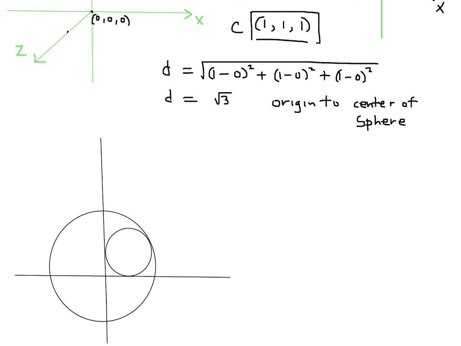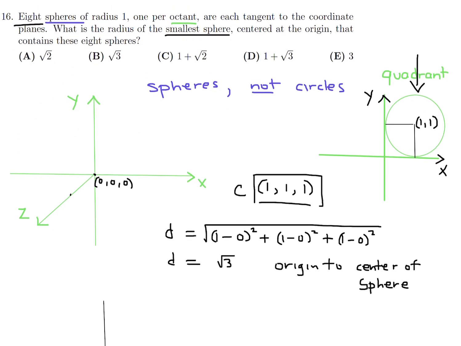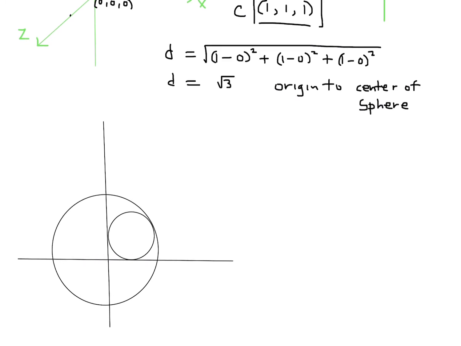So you see how this scenario plays out? You've got our original circle here, the smaller guy. It's got a radius of 1. Okay? And then you've got this larger circle that encompasses it. And we want to figure out the radius of that larger circle. Now, our question is about spheres, but I'm trying to explain it to you with circles.